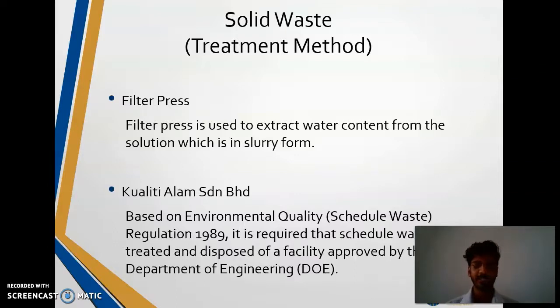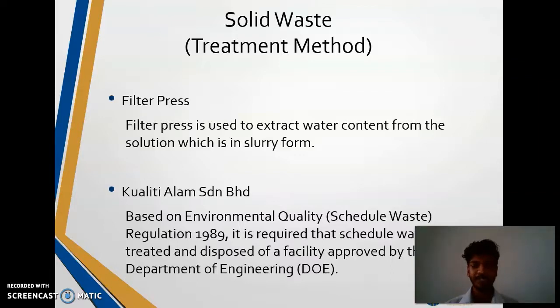Based on the Environmental Quality Scheduled Waste Regulation 1989, it is required that scheduled waste be treated and disposed of at a facility approved by the Department of Environment, DOE. The Quality Alam Sdn Bhd is responsible for handling the scheduled waste.